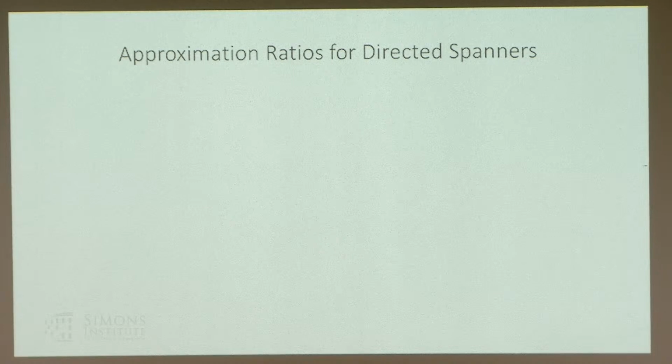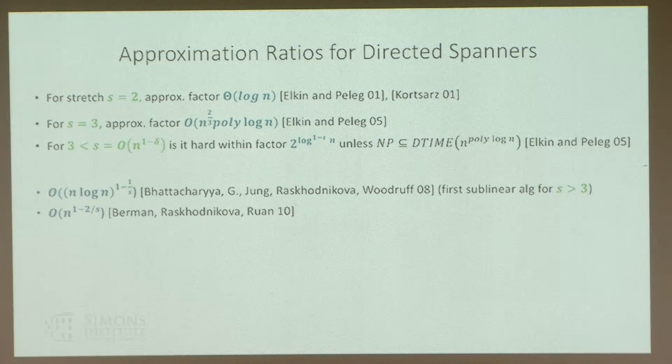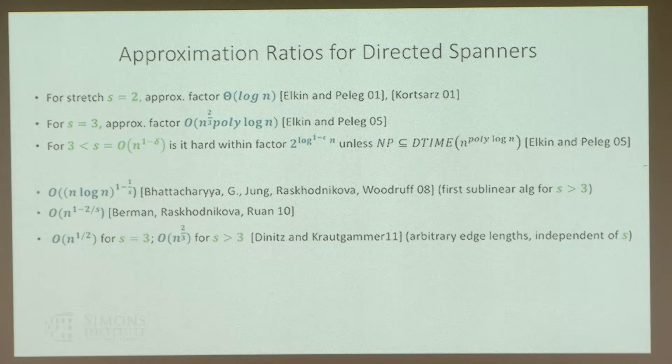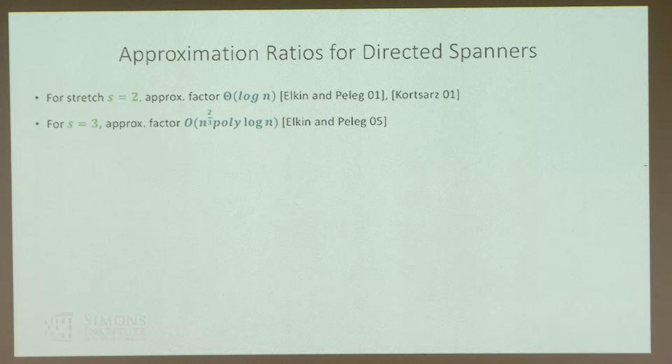I'm quickly going to switch into the more recent work, but before that, I should tell you what is known in terms of approximation ratios for directed spanners. So there is a lot known. Okay, let me start slowly. So for stretch 2, there is a tight log n bound. Okay, so what we saw for the line, it's just a tight bound.